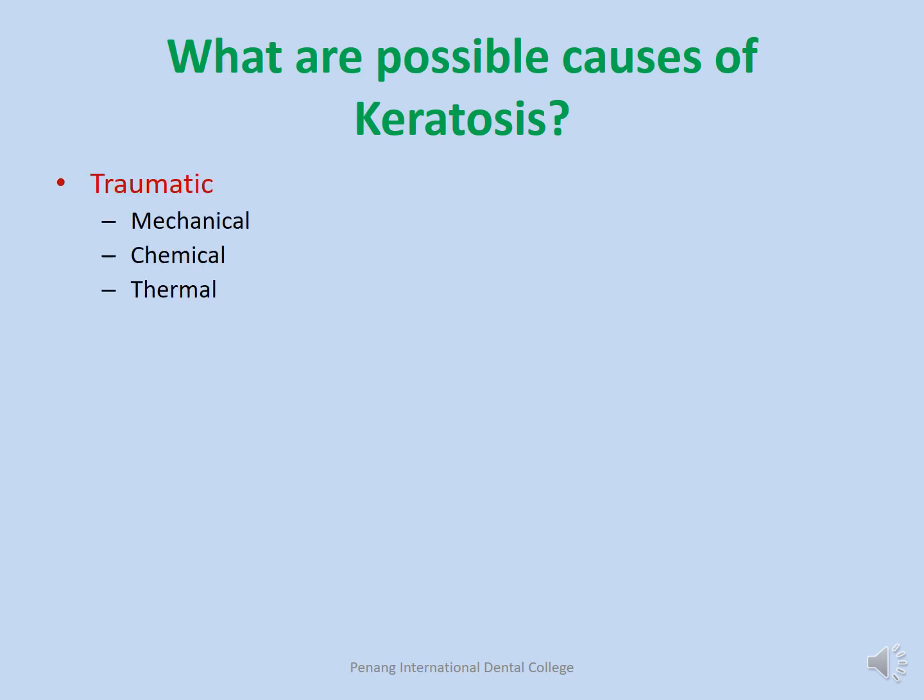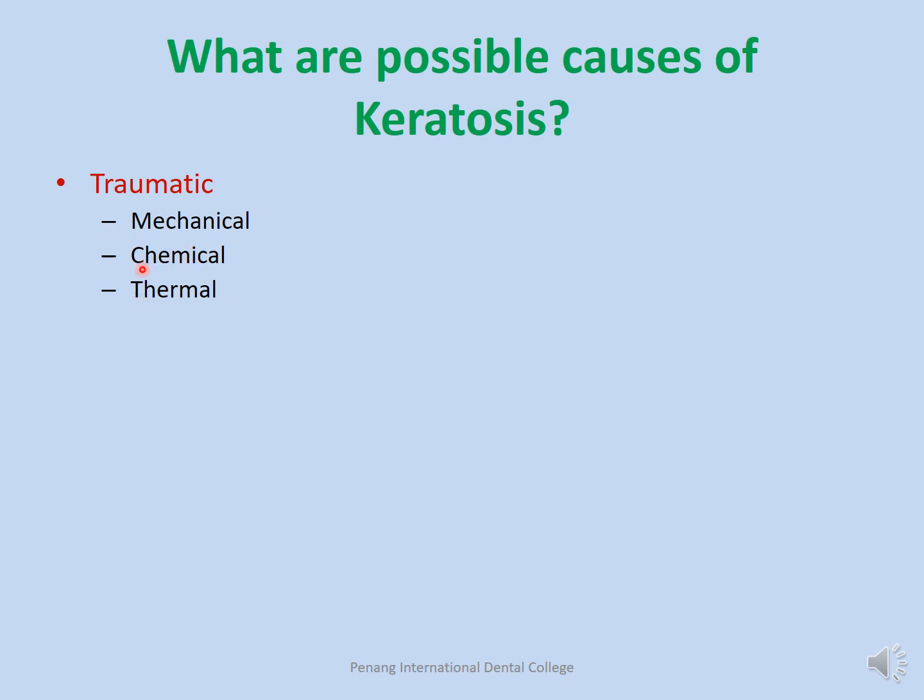So number one is traumatic. They could be mechanical trauma, as in, let's say, a sharp denture or a sharp tooth, which constantly causes irritation of the mucosa, giving rise to a response where there's production of keratin and it appearing white to us. The second reason could be chemical, for example, aspirin burn.